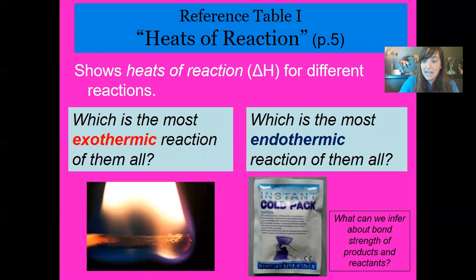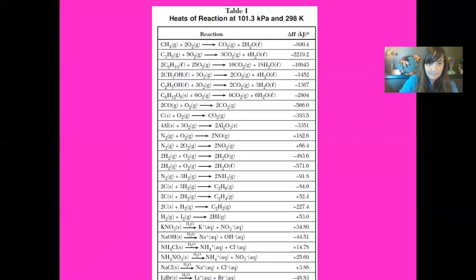Let's see if we can find the most endothermic reaction of them all. Biggest positive number. I think it's this one. Oh, wait. Oh, here's even bigger. So this is carbon plus hydrogen makes C2H2. I can imagine it would be really hard to break all those strong covalent bonds in solid carbon. Picture a diamond. Hard to break that up. So I can see why that would be endothermic. It would be hard to break those bonds. You'd need a lot of energy to make that happen.